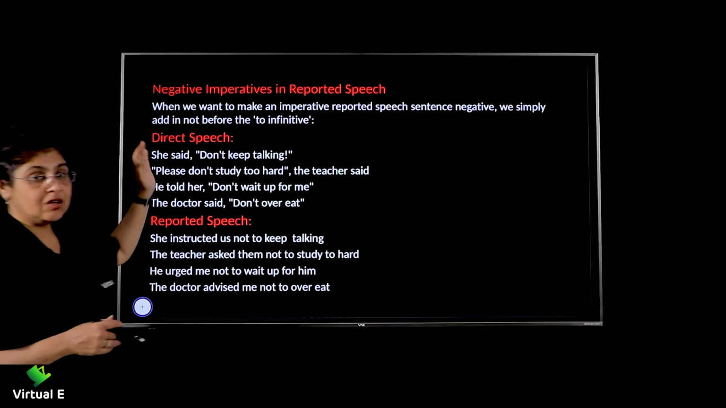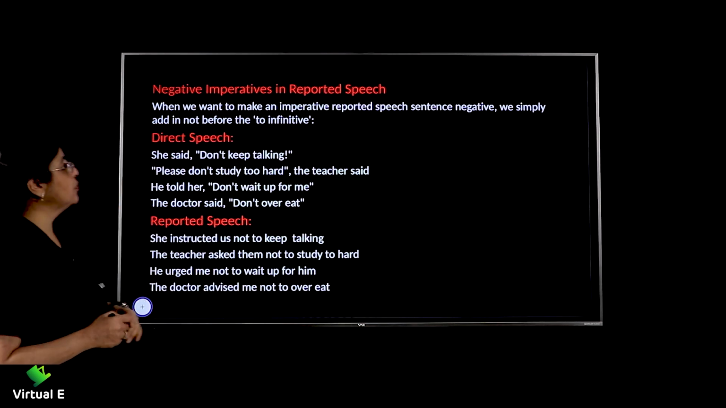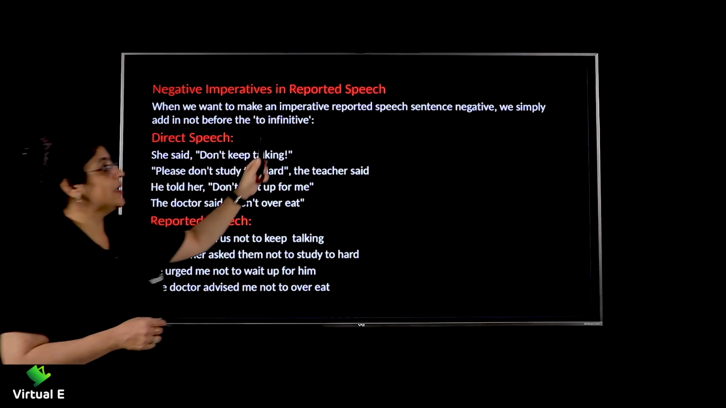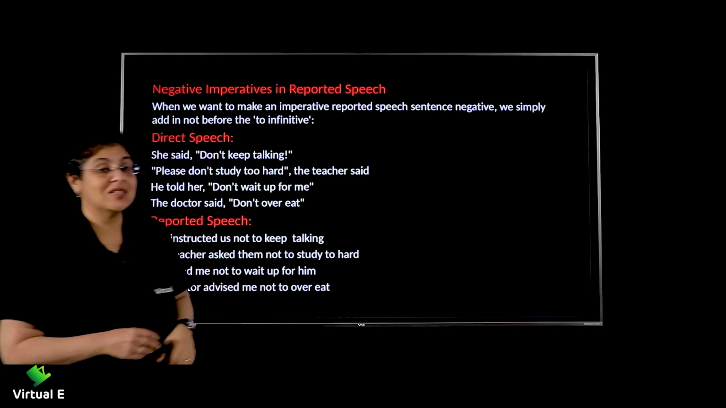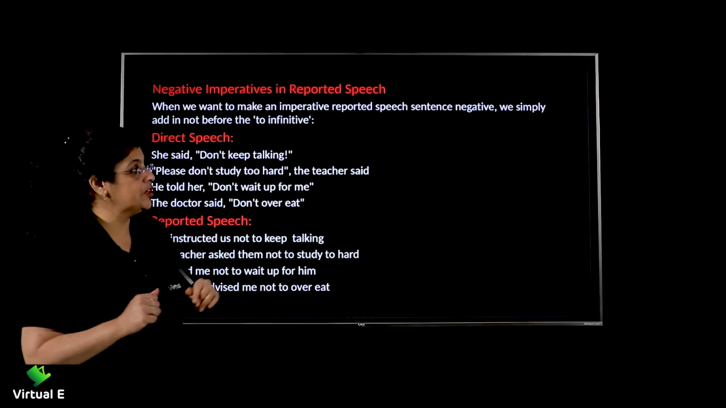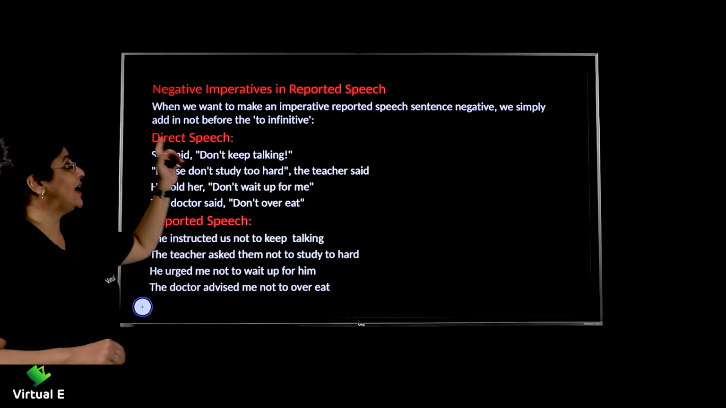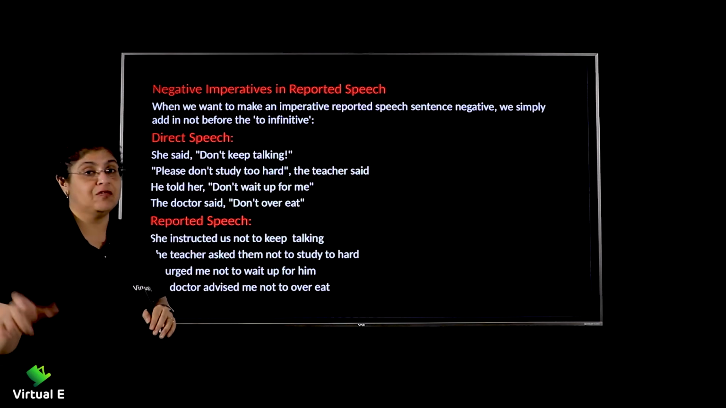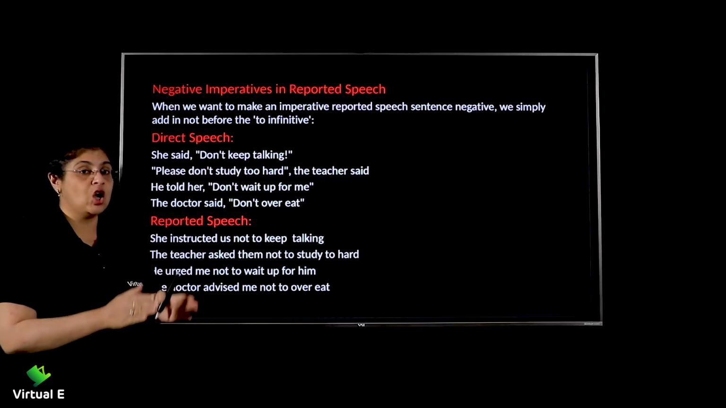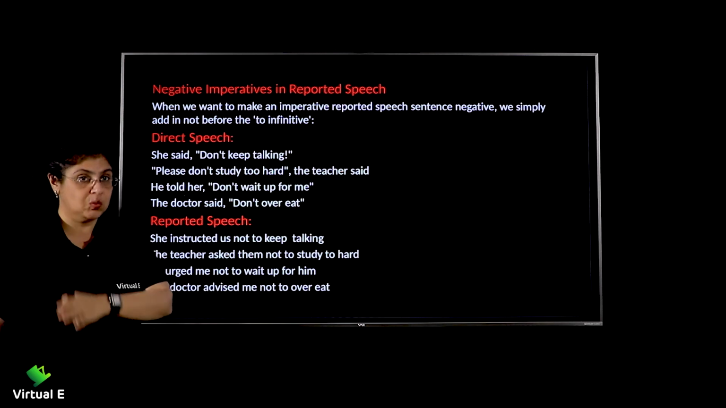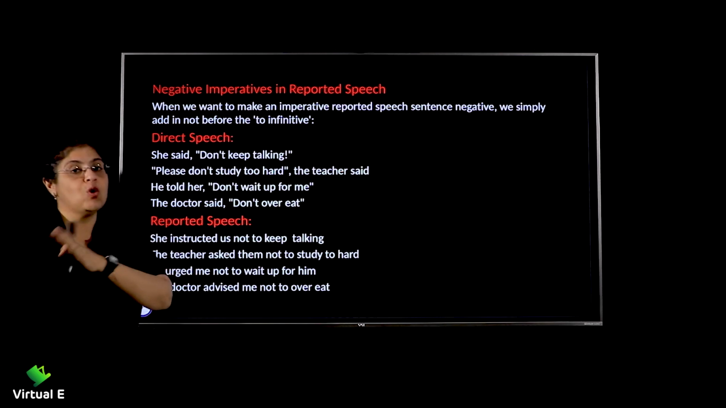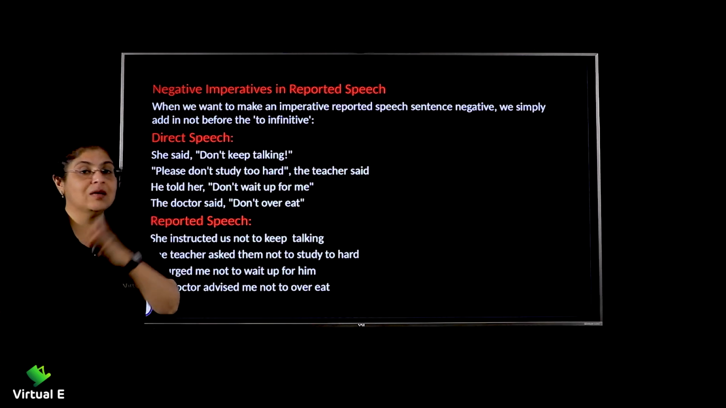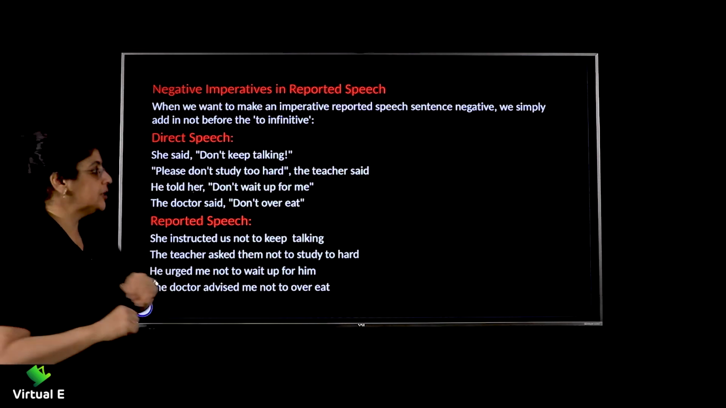Some more clarity on negative imperatives in reported speech. When we want to make an imperative reported speech sentence negative, how do we go about it? We simply add "not" before the to-infinitive. So it is always not plus to plus verb, right? Not to open, not to sing, not to shout, right?